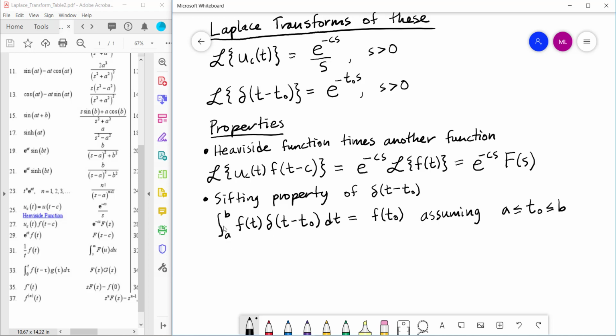The spike, so to speak, is somewhere on the interval that we're integrating over. And that's just another really useful property that shows up quite frequently. So just keep those two things in mind.